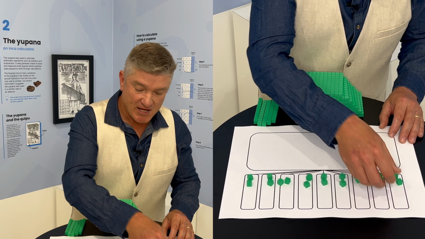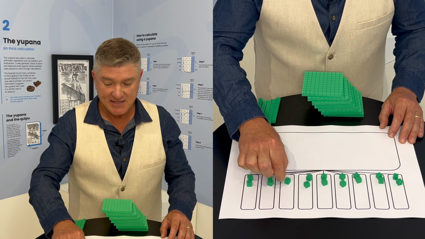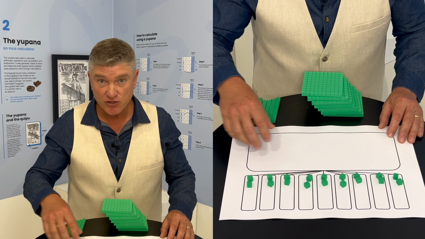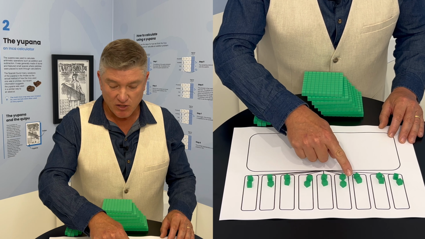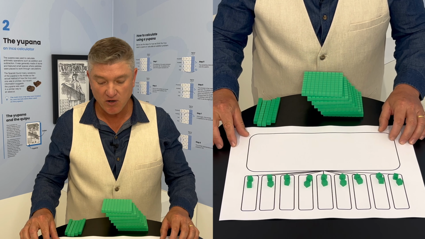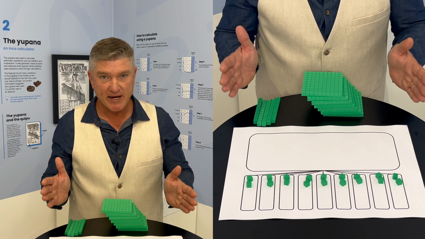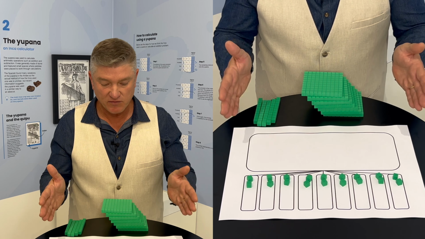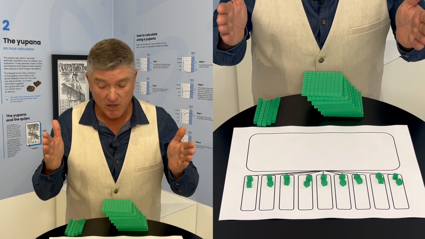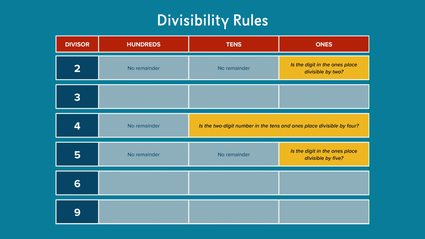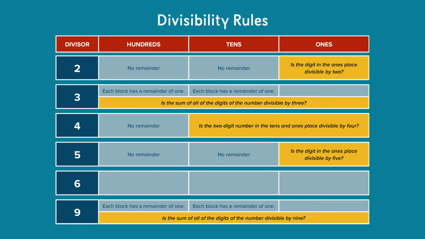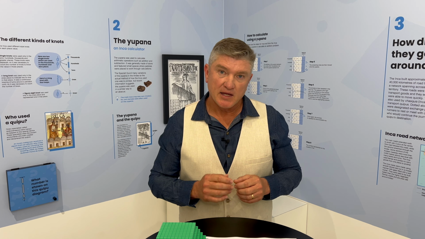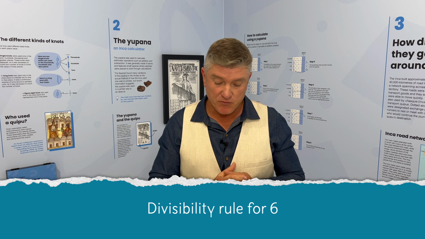So a quick share will tell us that the 18 ones blocks do share equally by 9, so my entire number, 756, is divisible by 9. And our chart here now shows the rule for dividing by both 3 and by 9. Now that just leaves the divisibility rule for 6.